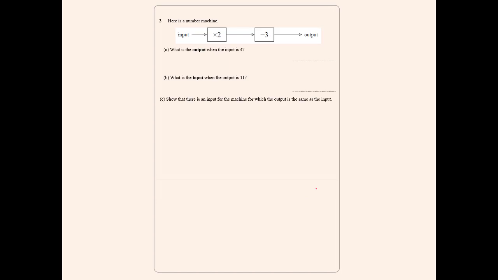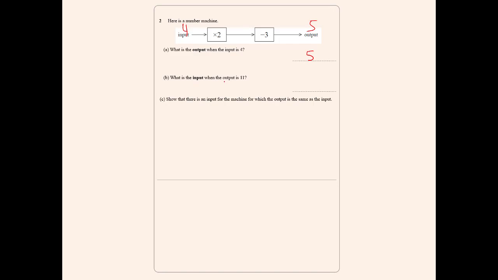Question 2. Here is the number machine. What is the output when the input is 4? So if you input 4 here, times by 2, which is 8, and 8 take away 3 gives us 5. So the output is 5.